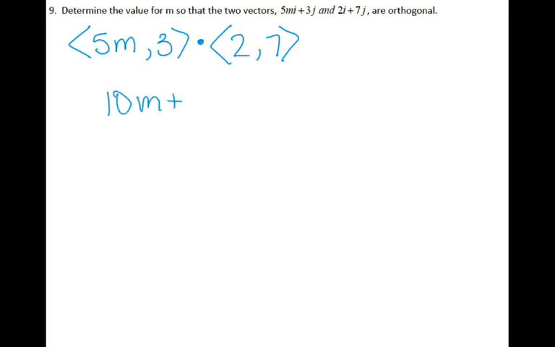All right, find the value of m so that the two vectors 5m plus 3j and 2i plus 7j are orthogonal. So since my vectors are orthogonal, that means the dot product has to equal 0. So I'm going to write these in vector form first, so 5m and 3. And I want to take the dot product with 2 and 7. So 5m times 2 is 10m plus 21. And since we know they're orthogonal, that means the dot product is 0. So subtract 21 from both sides, divide by 10, you get m equals negative 2.1. There we go.